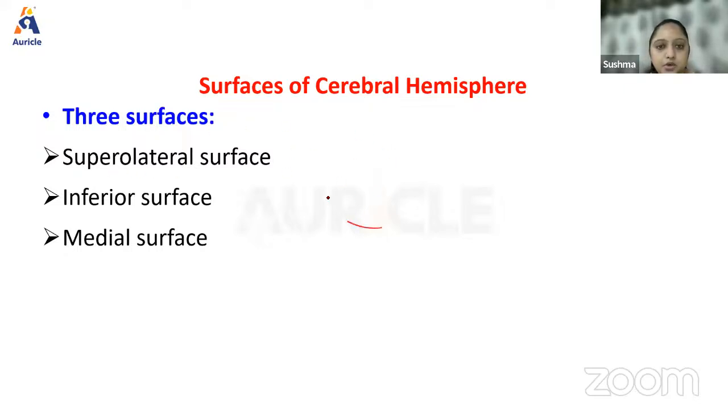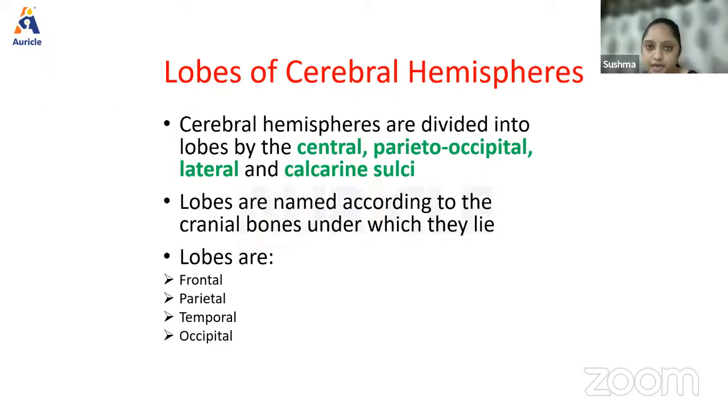First is the superolateral surface. Second is the inferior surface. Third is the medial surface. Suppose I'm holding the brain like this, one is the superolateral surface, one is the inferior surface, one is the medial surface. Okay? This is how I'm dividing the brain.